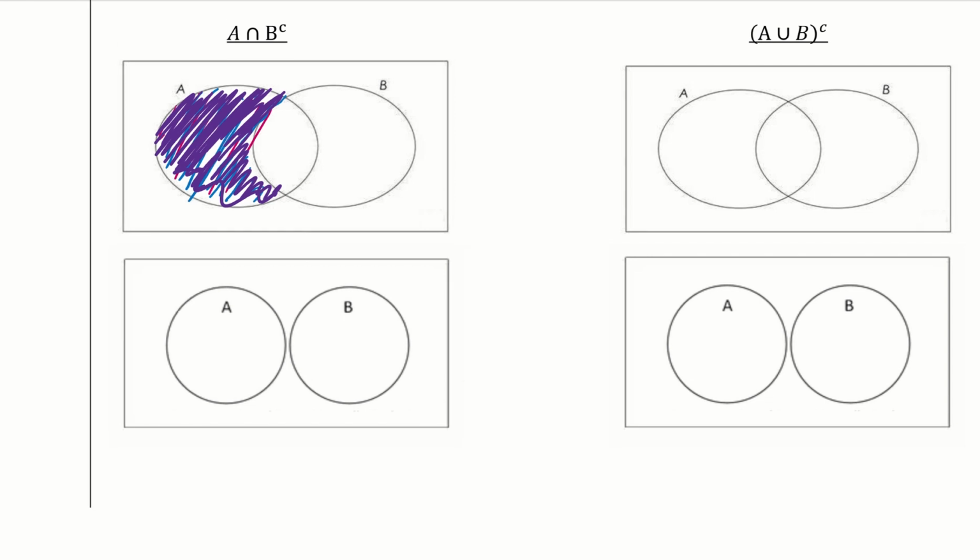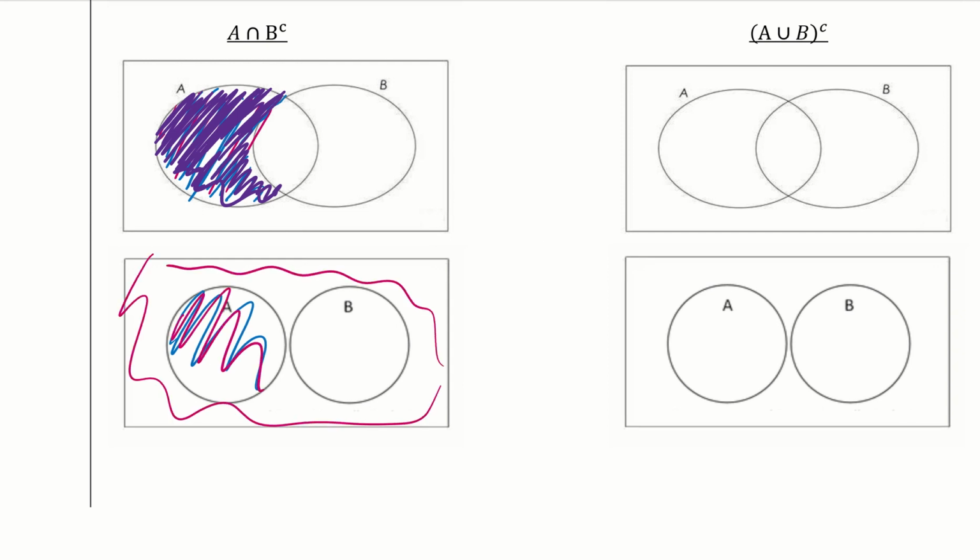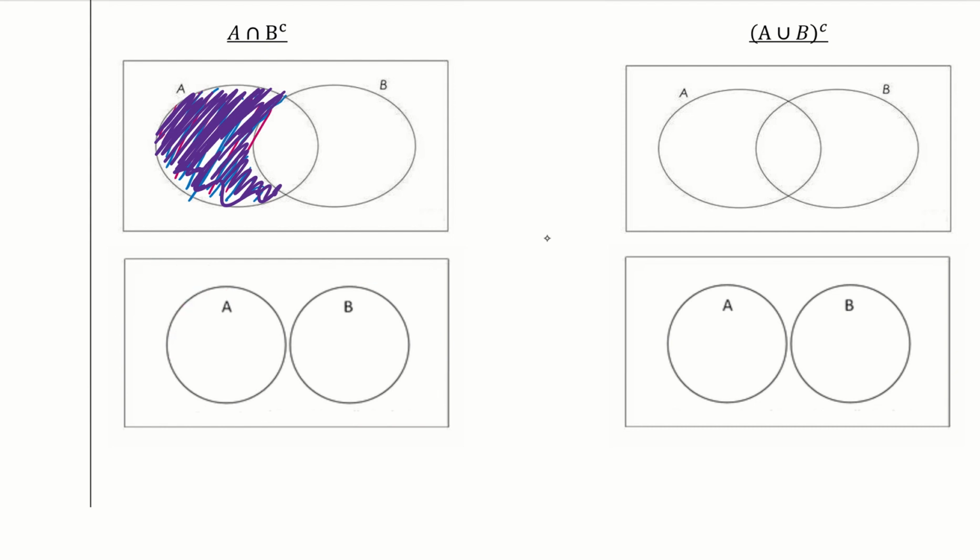So if they're disjoint, then if you do the same thing, anything that is in A, anything that is not in B, everything that they have in common is here. So you would just strictly shade A. Okay, all of A.